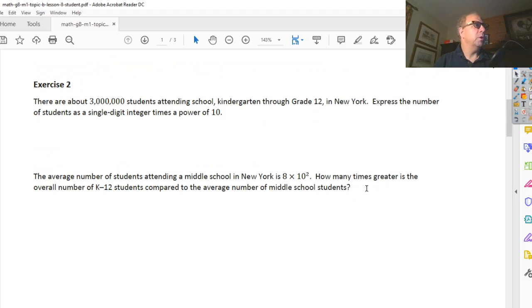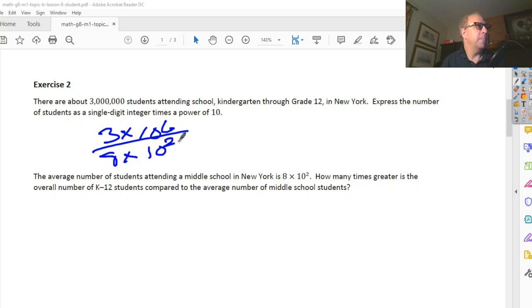Let's try one more, a little bit different. Here we have 3 million students who are in grades K through 12 in New York. So we're going to write that as a single digit power of 10. So 6 zeros, that is just 3 times 10 to the power of 6. The average number of students attending middle school is 8 times 10 squared, right? So we want to compare these. How many times greater is the number of students in all K through 12 as compared to a middle school?